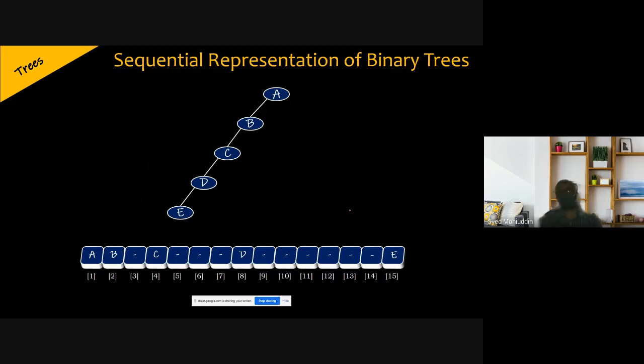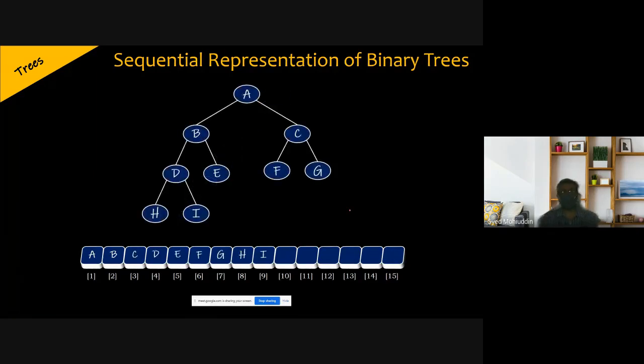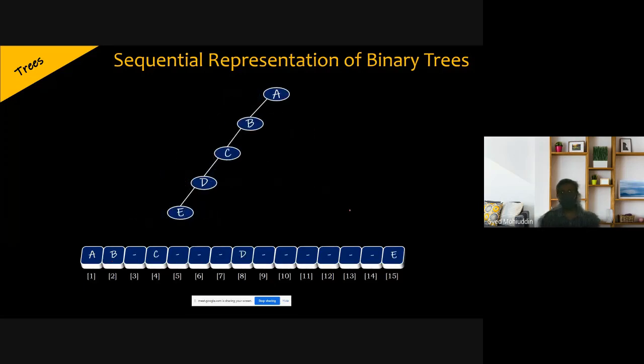Now let us look at this other tree. How is it placed in an array, in sequential representation? This was easy before because all nodes were filled at their positions. But here it is a little difficult. So A, we label it 1. B, in the next level, we label it as 2.